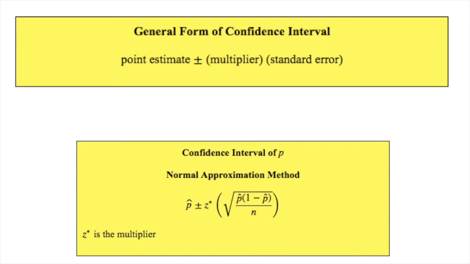Here's our formula for the confidence interval of p using the normal approximation method. Our point estimate is our sample proportion. Our multiplier is a z multiplier. This is a value from the normal distribution.